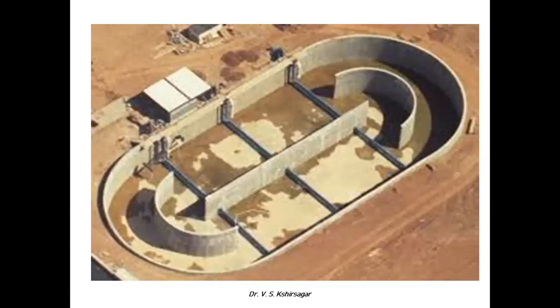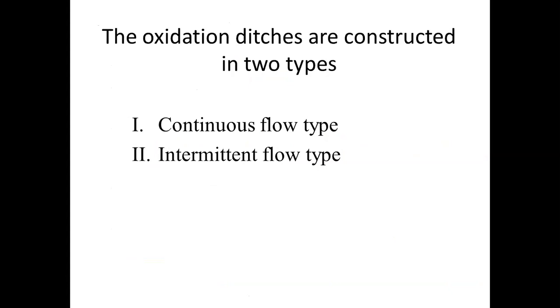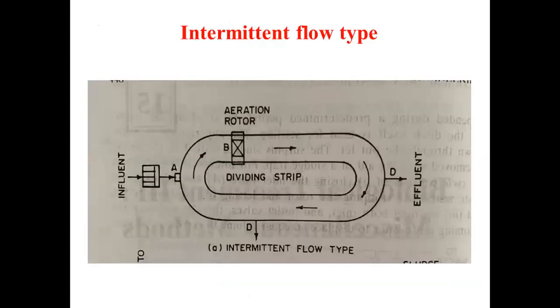Okay, I was talking about the oxidation ditch. The oxidation ditch is constructed in two ways: one is the continuous flow type and the other is the intermittent flow type. I will explain the function of the oxidation ditch with respect to the types. Instead of explaining them separately, I will explain continuous flow type and intermittent flow type together.